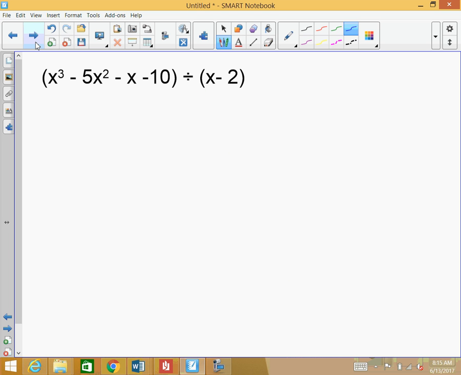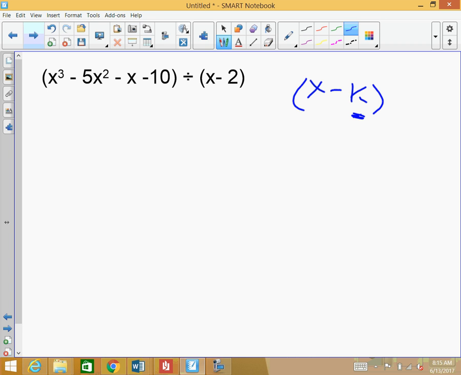So let's take a look at this one. x cubed minus 5x squared minus x minus 10 divided by x minus 2. And for this one, I'm going to show you the synthetic division. Now we can do synthetic division only if we have this x minus k version. So that means we have just a one beside the x and then whatever k is here, but it's going to be the opposite sign. So here we have x minus 2.